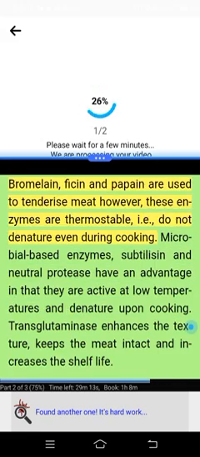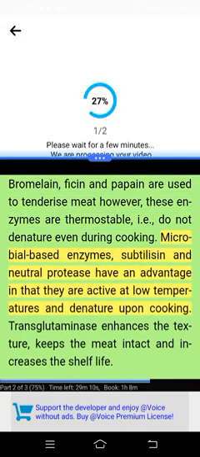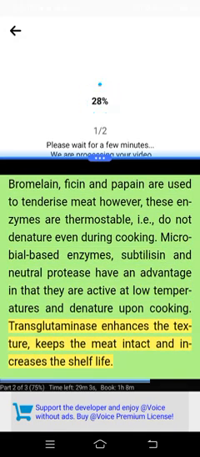Meat industry. Bromelain, ficin, and papain are used to tenderize meat. However, these enzymes are thermostable, i.e., do not denature even during cooking. Microbial-based enzymes, such as subtilisin and neutral protease, have an advantage in that they are active at low temperatures and denature upon cooking. Transglutaminase enhances the texture, keeps the meat intact, and increases the shelf life.